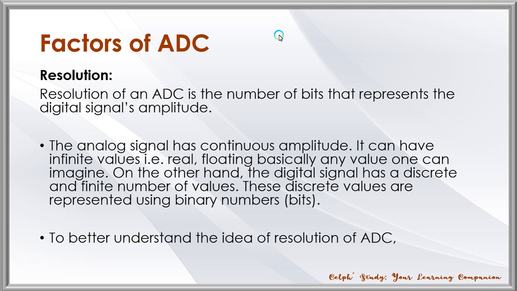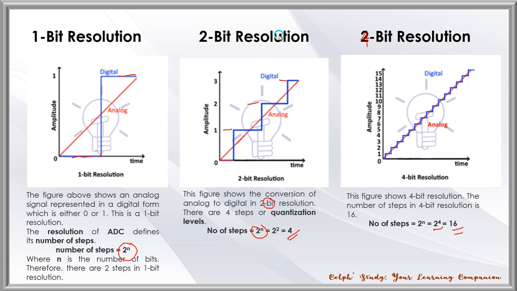So to better understand the idea of resolution of ADC, I have here. So for the first stage, we have 1-bit resolution. The figure above shows an analog signal represented in a digital form, which is either 0 or 1. So this is a 1-bit resolution. So the resolution sa aton ADC defines its number of steps. Kung makita ninyo, ang blue line is the aton representation. So maghampal ta steps, ang aton nga daw steps sa hagdanan. So we have 1 ari sa dalom and then we have 2 sa babaw, so that means may duwa kita ka step.